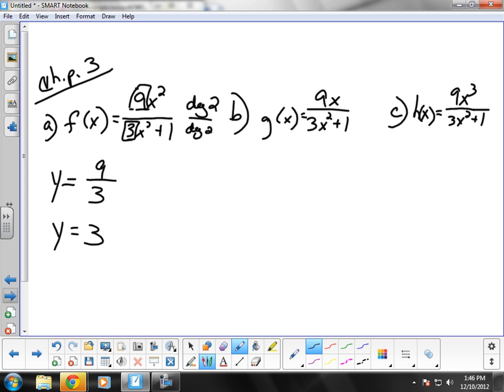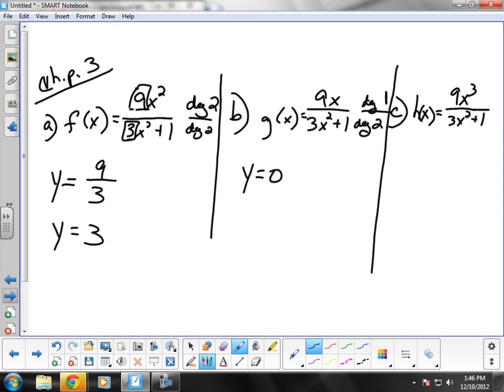Questions about that? Now, on B, the degree of the top is what? 1. If you don't see an exponent, it's 1. The degree of the bottom is 2. Which one's the small one? The top. What happens when the top is less than the bottom? Y equals 0 every single time. Good deal.